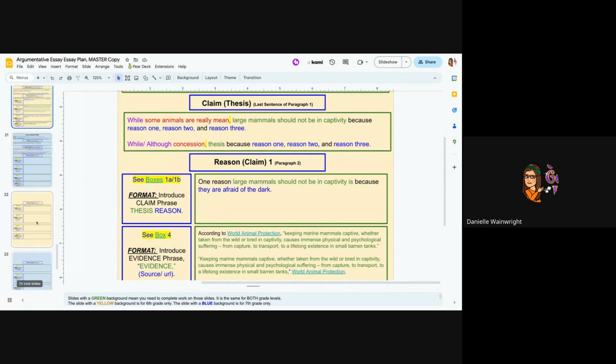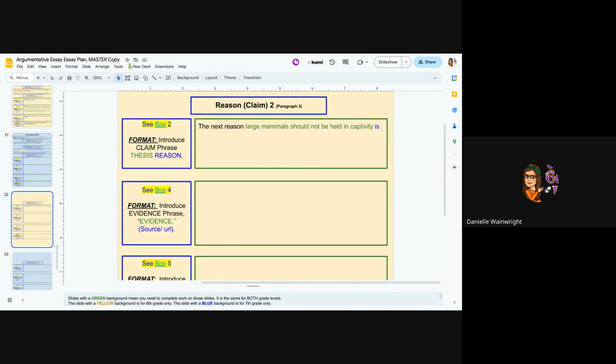Okay, so my first reason is they're afraid of the dark. My second reason is going to be that it is too cold for them inside. I don't know. That doesn't even make sense. But again, I am trying to be silly. Again, I'm being silly because I don't want to steal your answers. Okay, so then one sentence in that box.